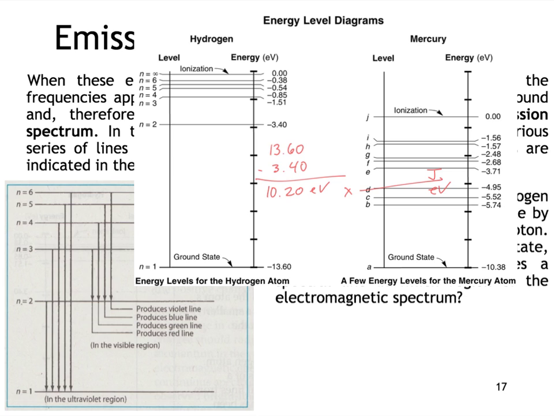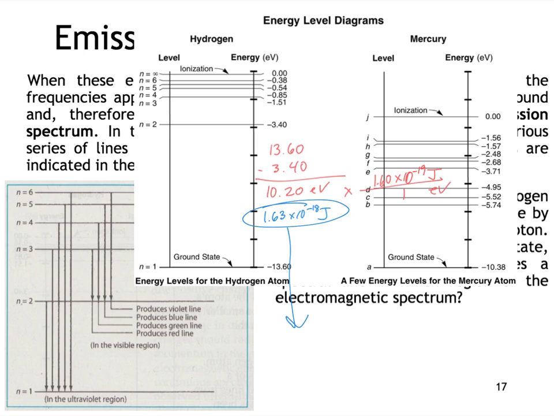So I just checked my reference table, and I found that 1 electron volt is equal in size to 1.60 by 10 to the negative 19 joules. So I'm just going to multiply these two numbers, the 10.2 and the 1.6. And I got 1.63 by 10 to the negative 18 joules.